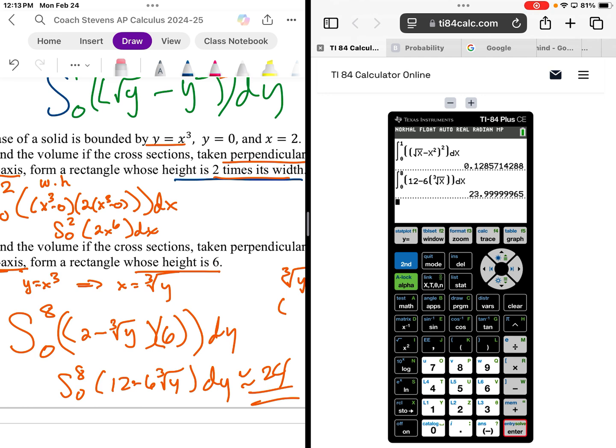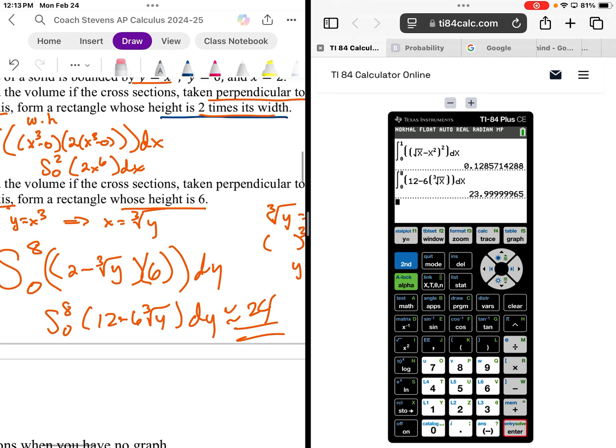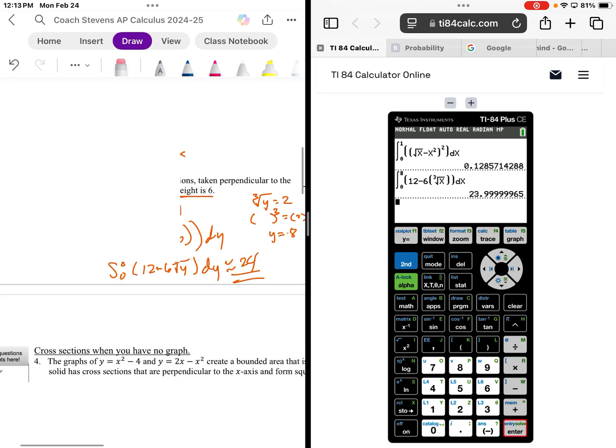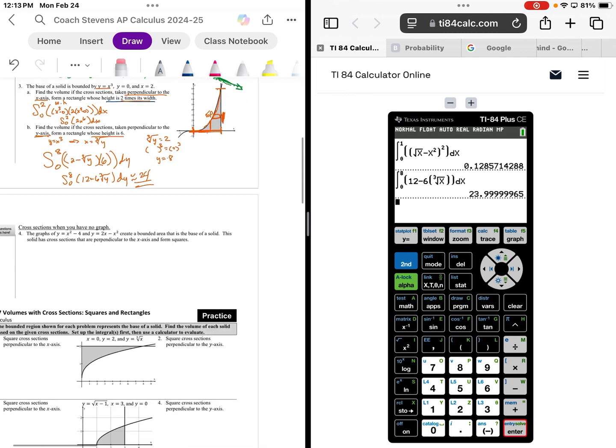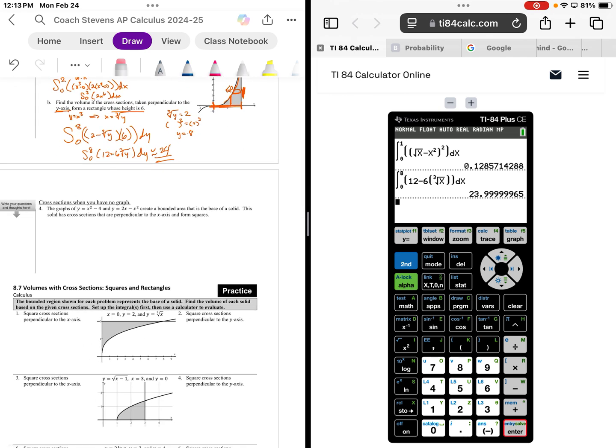If we did it by hand, no matter what, rounded to the third decimal it is 24. So if we did it by hand, it would probably work out prettier. Okay, we got one more. Sorry. Any questions so far?